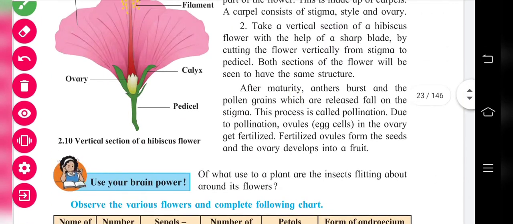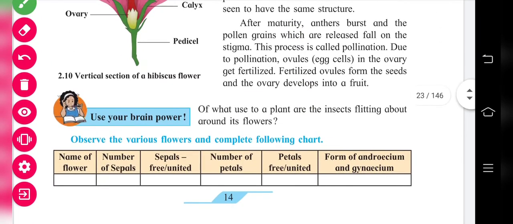Okay, so next part. Of what use to the plant are the insects buzzing around its flowers? These are the questions, or use your brain so you can answer that. So you can write a question and answer about that.